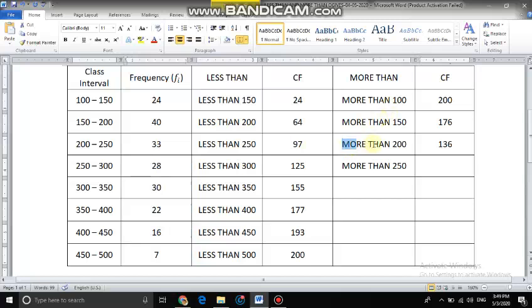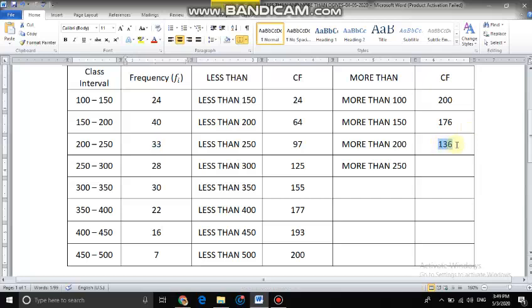now look here, more than 200. For more than 200, you included all these numbers 33, 28, 30, 22, 16 and 7. You added all these numbers. When I say more than 250, you have to add only these 5 numbers. So more than 200 has 6 numbers, and more than 250 has 5 numbers. What is the extra number? This 33 is the extra number if I want to find more than 250.